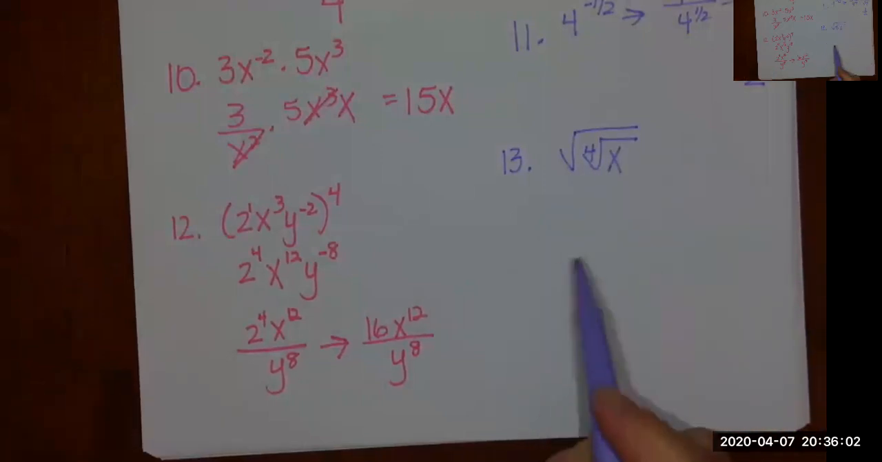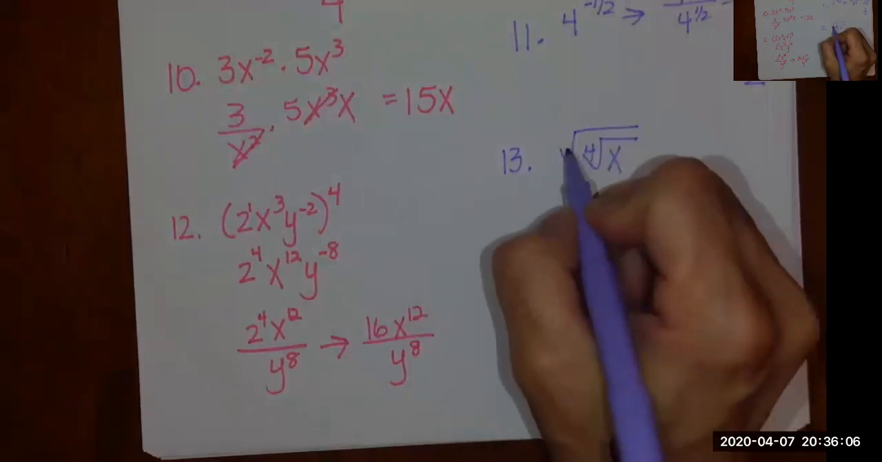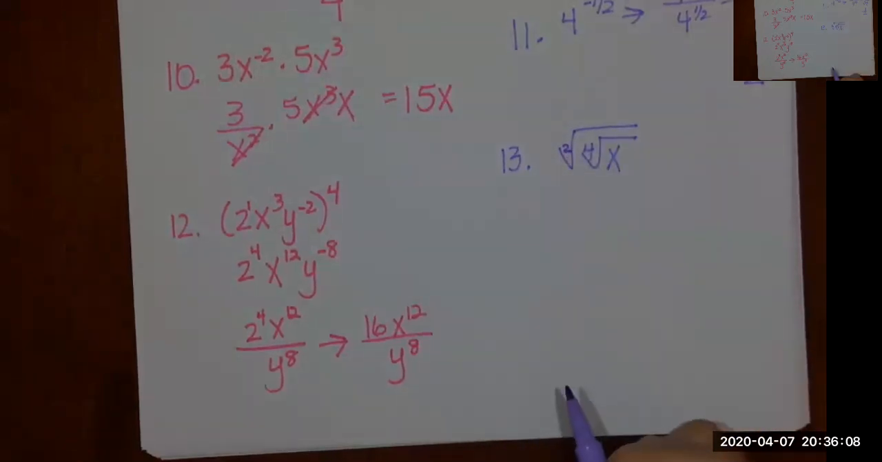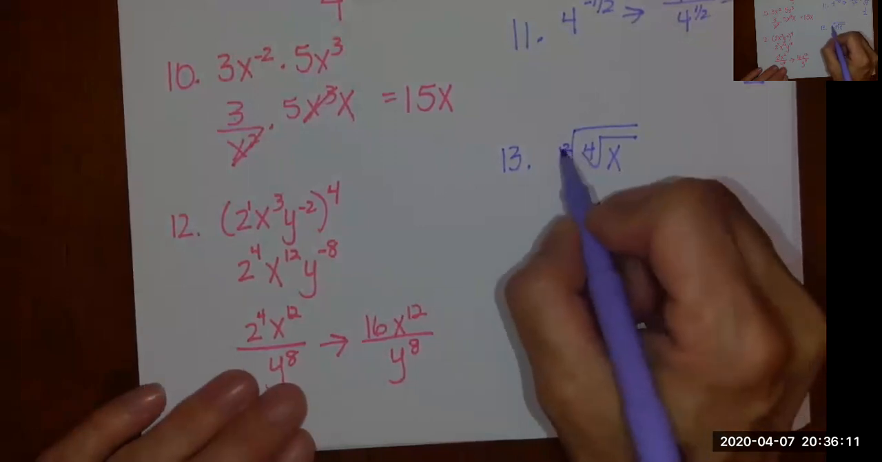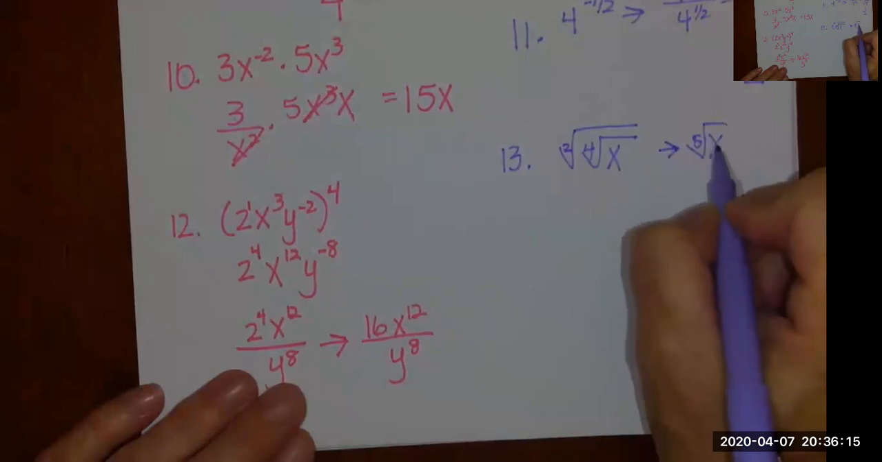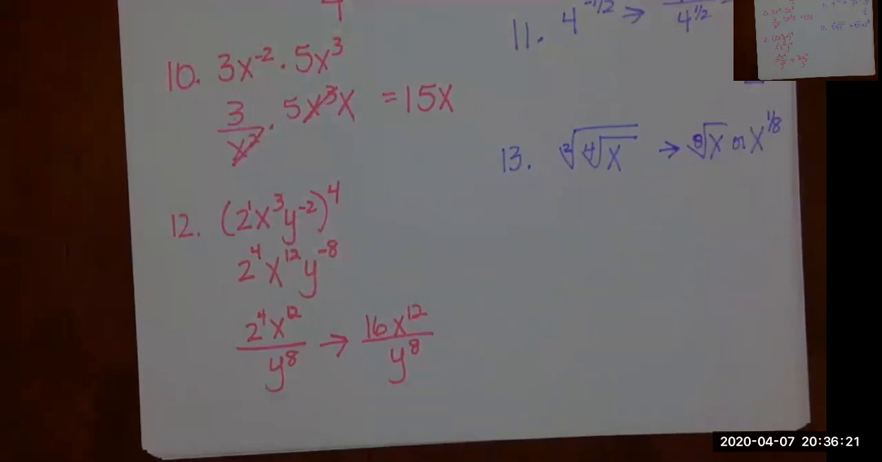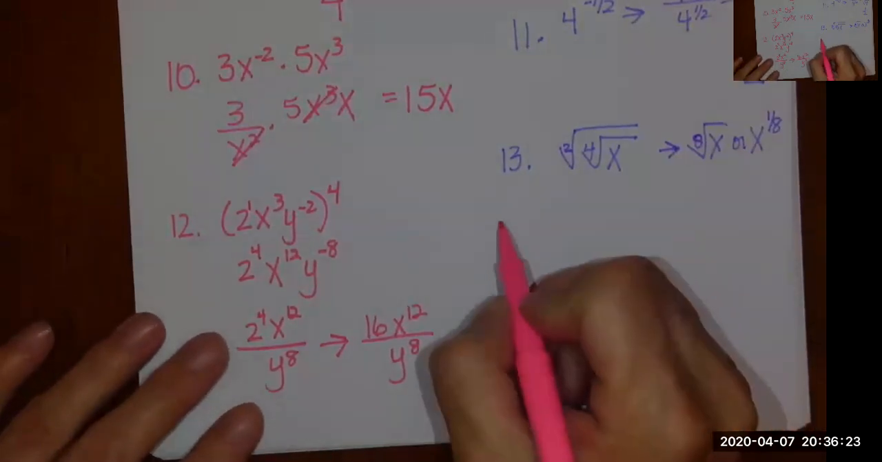So if you notice, this has a 4. This does not have a number. If there's no number, it's an understood square root. So that's really 2 times 4 is 8. That's really the 8th root of x, or x to the 1/8. Now there's nothing you could do with that because you don't know what x is.